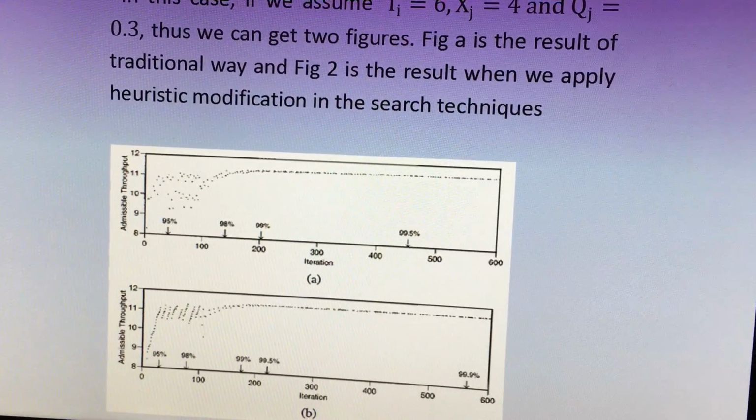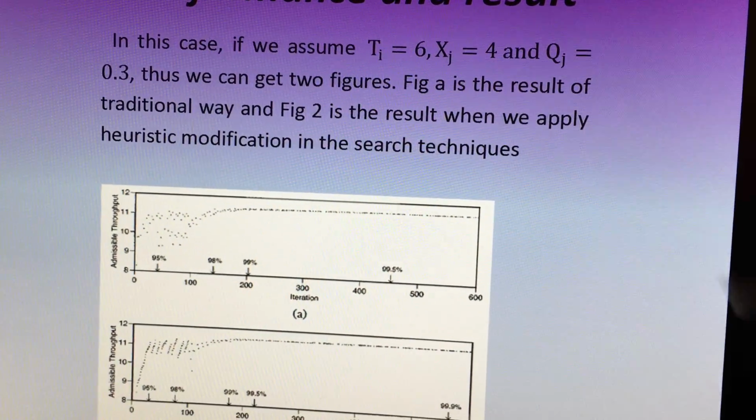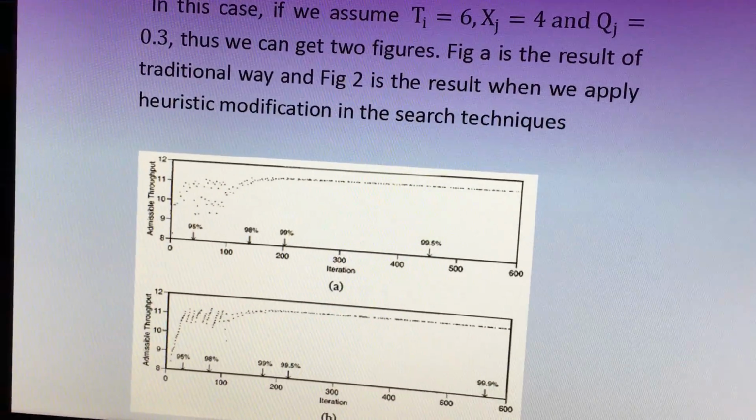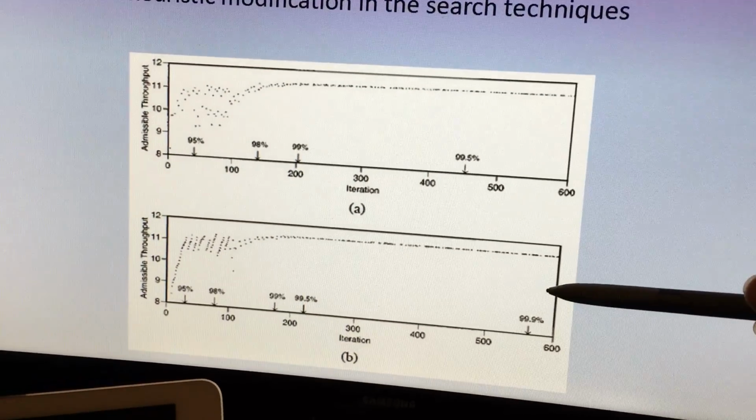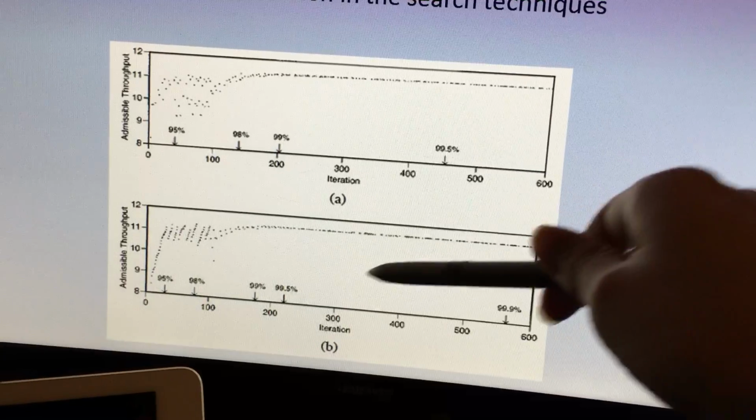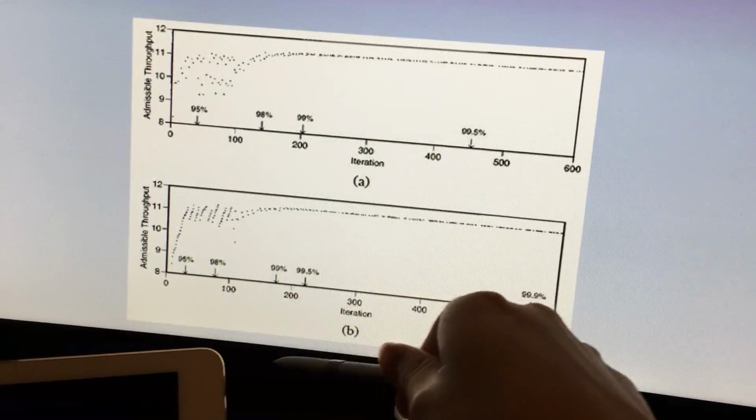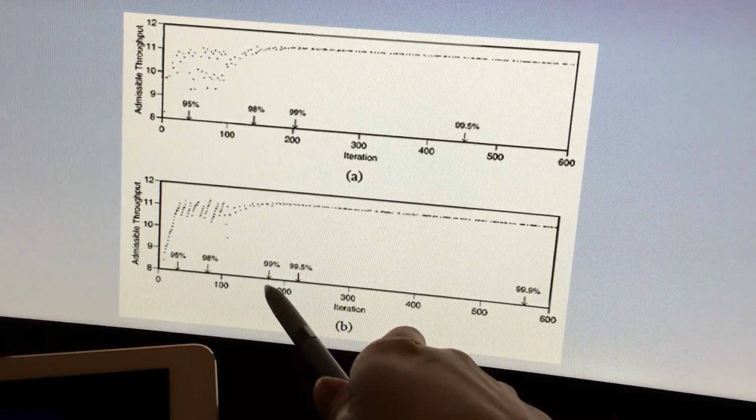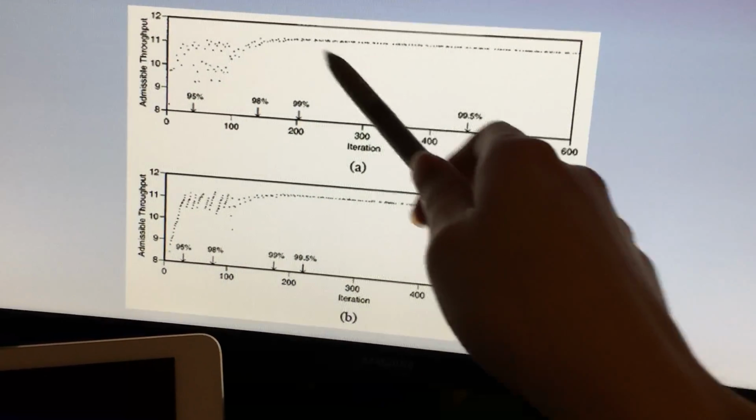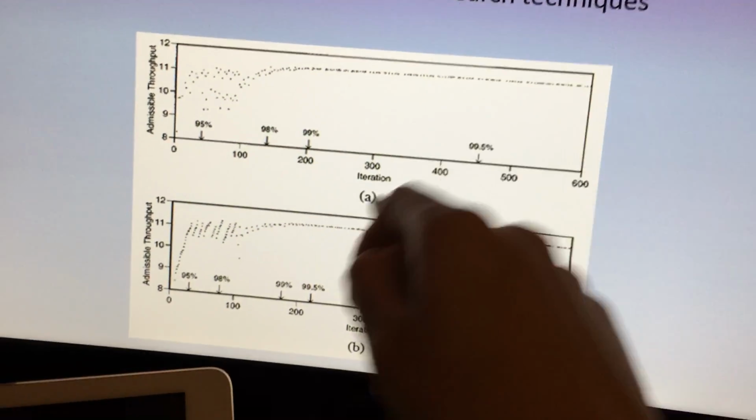So how does this upgraded function work? In this case, we assume ti equals 6, xj equals 4, and qj equals 0.3. And we can get two figures. The first figure is where we use the basic search techniques, and the second one is where we use our upgraded search techniques. We can see that after 200 iterations, these two figures are very similar. So they are quite similar, right?